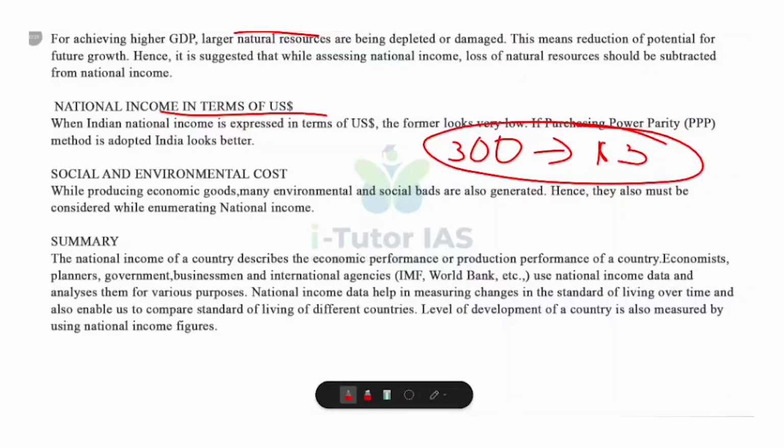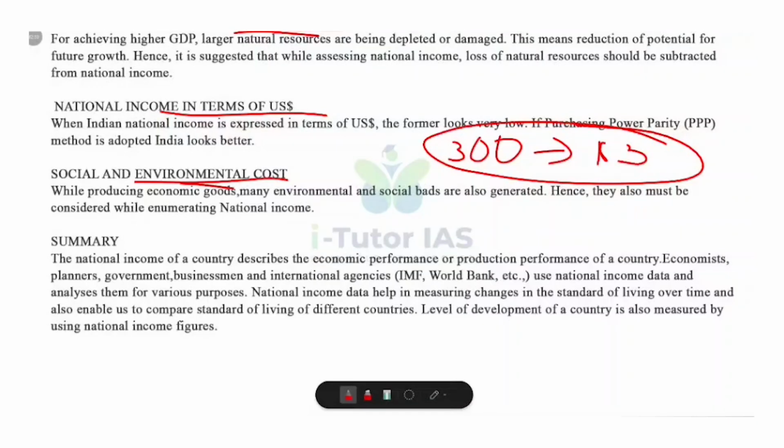So the better measure is PPP or purchasing power parity. PPP adjusts for the differences in price level between countries. Using purchasing power parity, India's national income appears higher and more realistic because it reflects the actual goods and services people can buy. Okay.